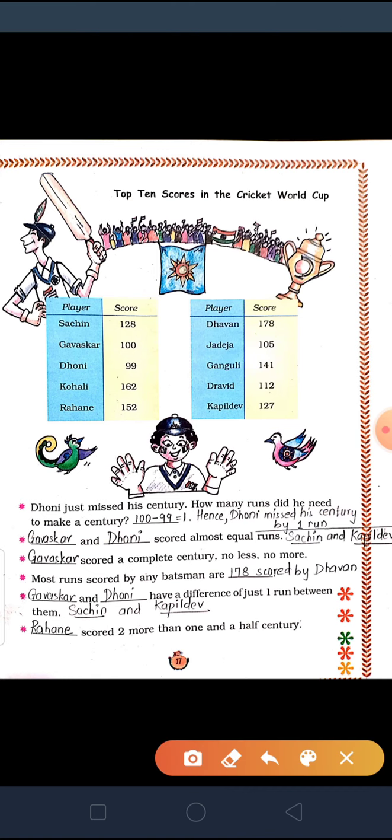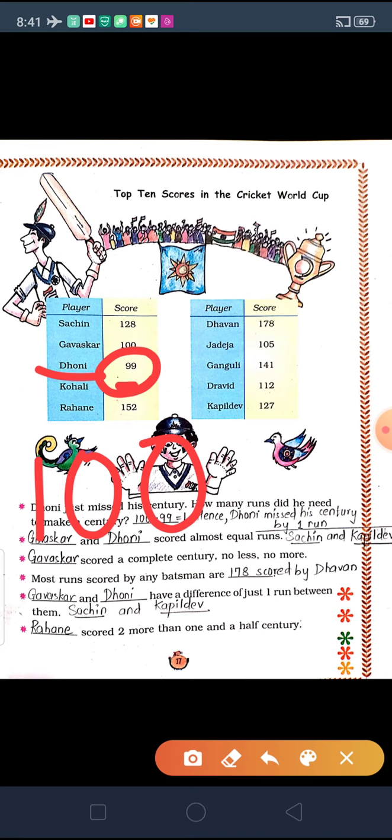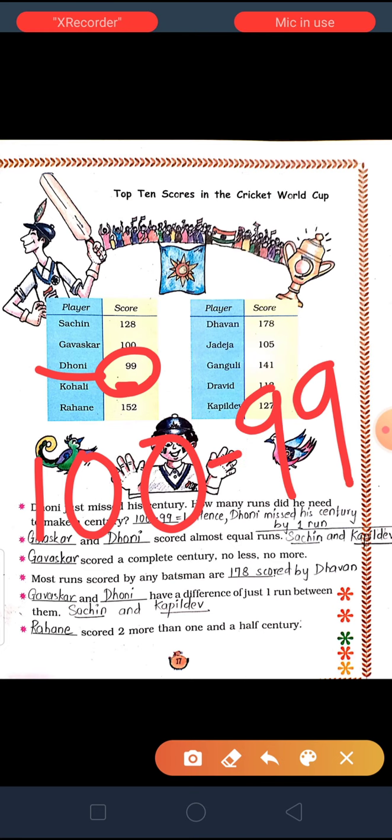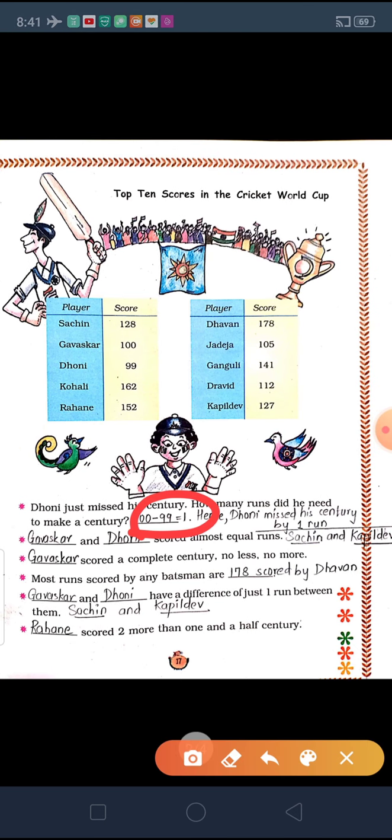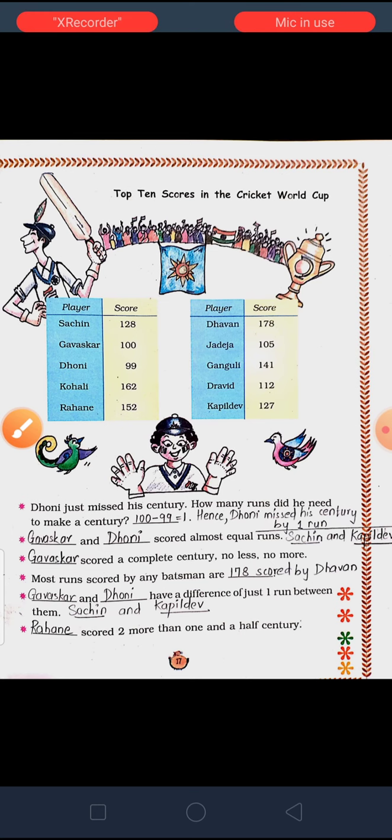Now if he wants to make a century, as you can see on the scoreboard, he made 99 runs. So to complete the century, century means total 100 runs, so from 100 we will subtract 99. How many remain? 1. So if he had made one more run, he would have completed the century. Like this you will write down, and according to the question you have to give the answer. Hence Dhoni missed his century by 1 run, because they have asked how many runs he needed. So he needed 1 run.